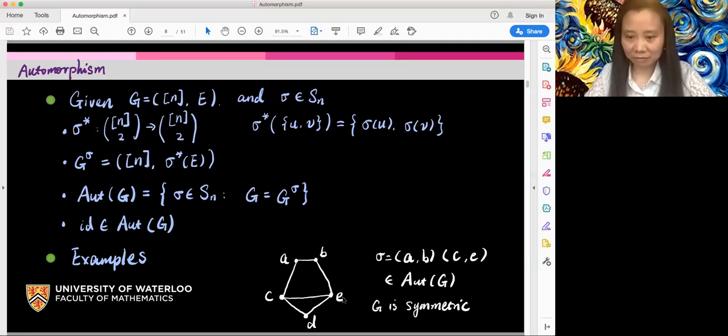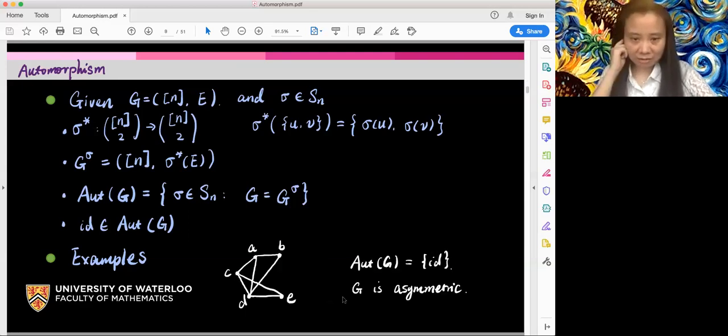It's the same graph, the same vertex-labeled graph. So you have an automorphism that is not the identity permutation. So in that case, we say G is symmetric.